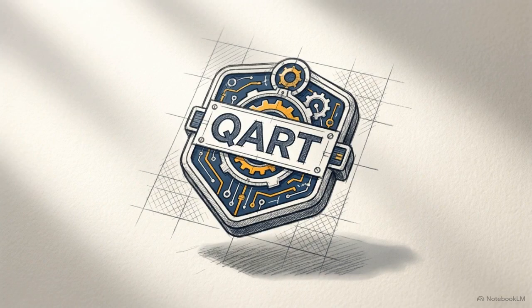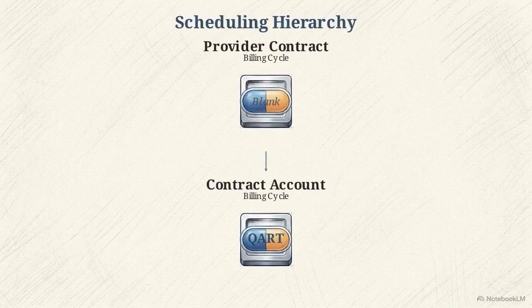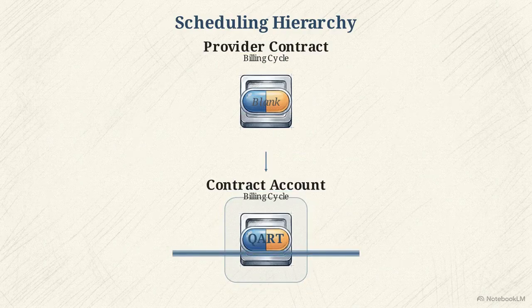Now that the cycle exists, we have to apply it, but defining a billing cycle only works if you attach it to the correct layer of the customer's master data. SAP Convergent Invoicing follows a strict hierarchy for scheduling. During processing, the system checks the provider contract first for a billing cycle. If that field is blank, it falls back to check the contract account.